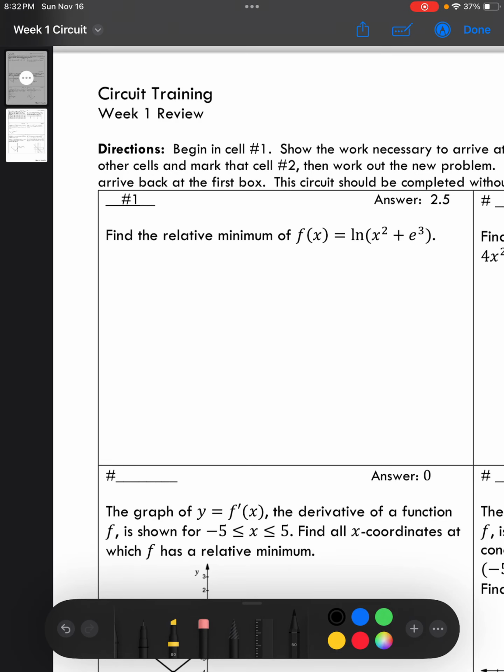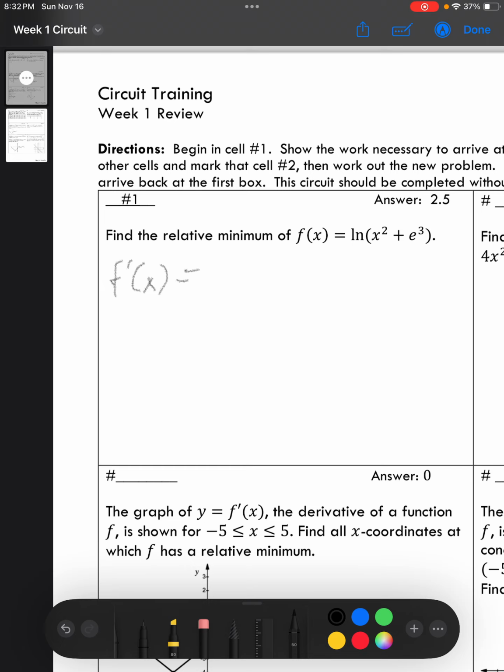Okay, so this is the first problem. We need to find the relative minimum of f of x, given that it's ln of x squared plus e cubed. So relative minimum probably means we need to find f prime. So this is f prime of x. To get f prime of x, we need to do chain rule.